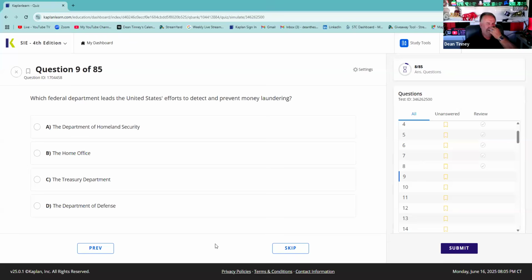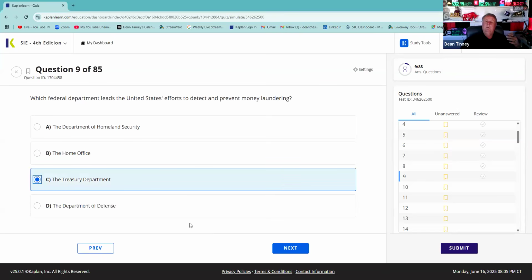Which federal department leads the United States efforts to prevent money laundering? The Treasury Department. Right on. And remember, in our WSPs, our written supervisory procedures, we have to have a section on anti-money laundering that all reps have to read. We have to have an AML officer. We have to conduct an AML test annually.